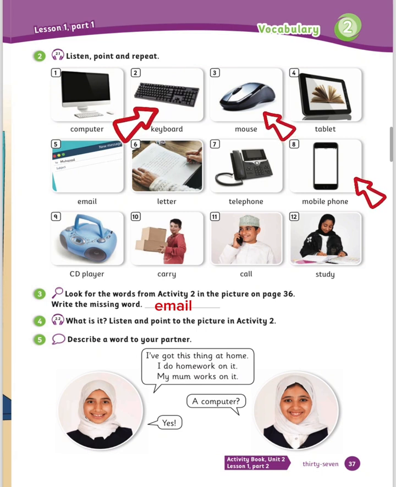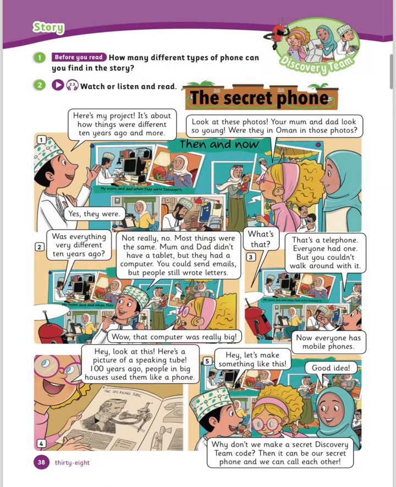Exercise number 5. Describe a word to your partner. In this activity, you need to describe another technology word if you want to make it harder, or describe one word from activity 2. Keep making sentences about the thing without using the word until your friend guesses what it is.